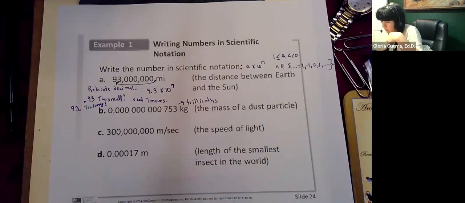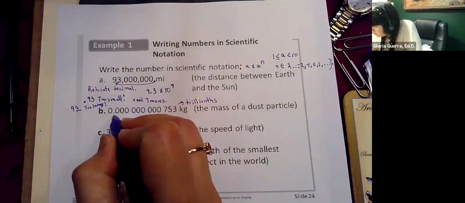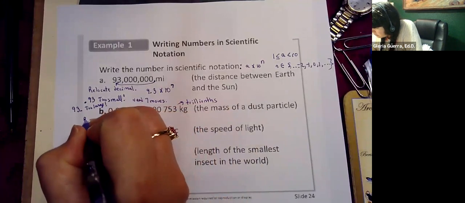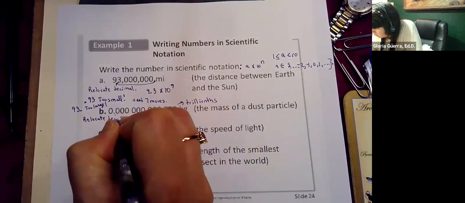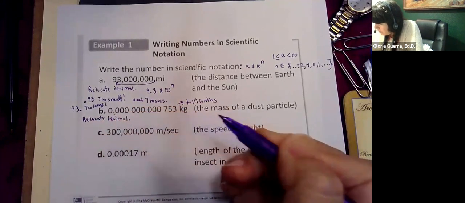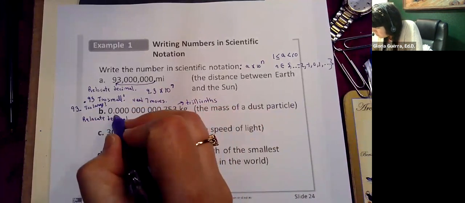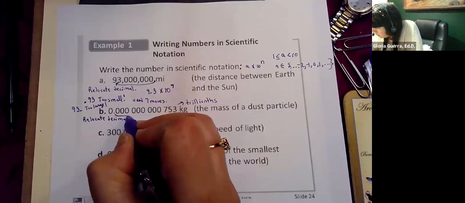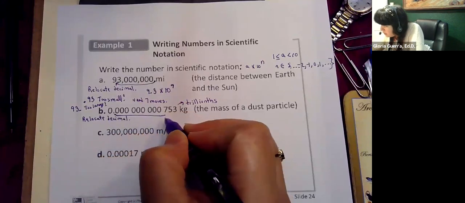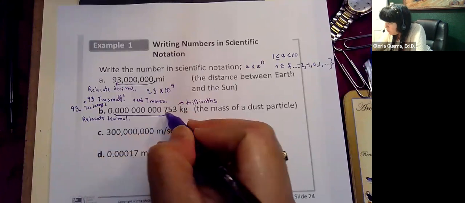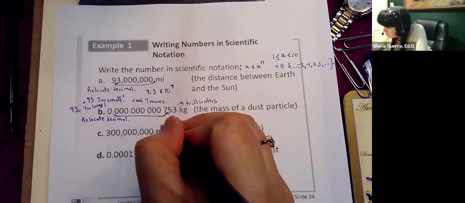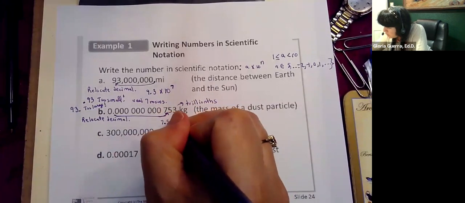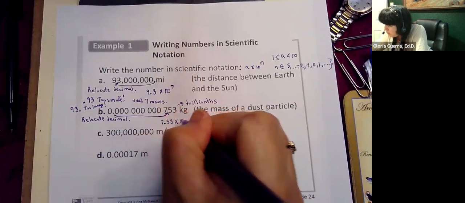So what we're going to do is make this into scientific notation. So here your decimal is going to relocate. You're still relocating the decimal, but it's going in the opposite direction from part A, all the way over here. And you're going to move it in between the 7 and the 5. So this becomes 7.53 times 10 to the power.